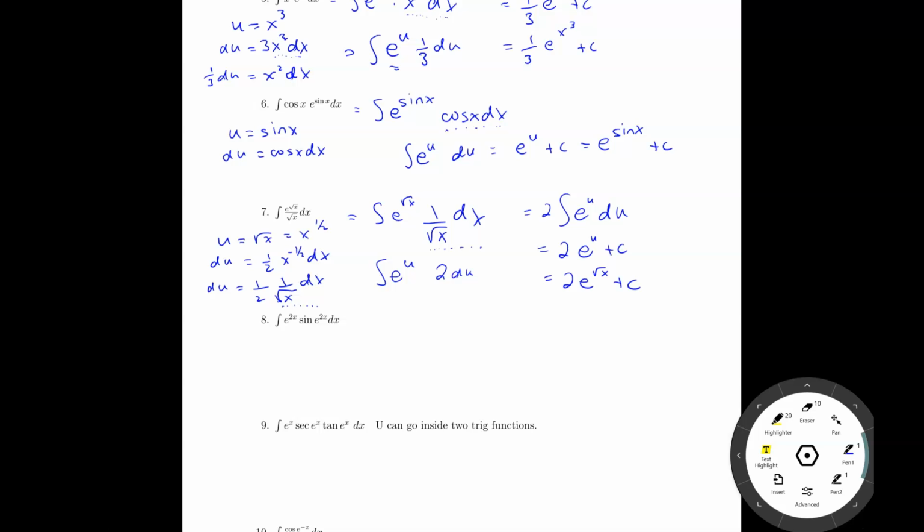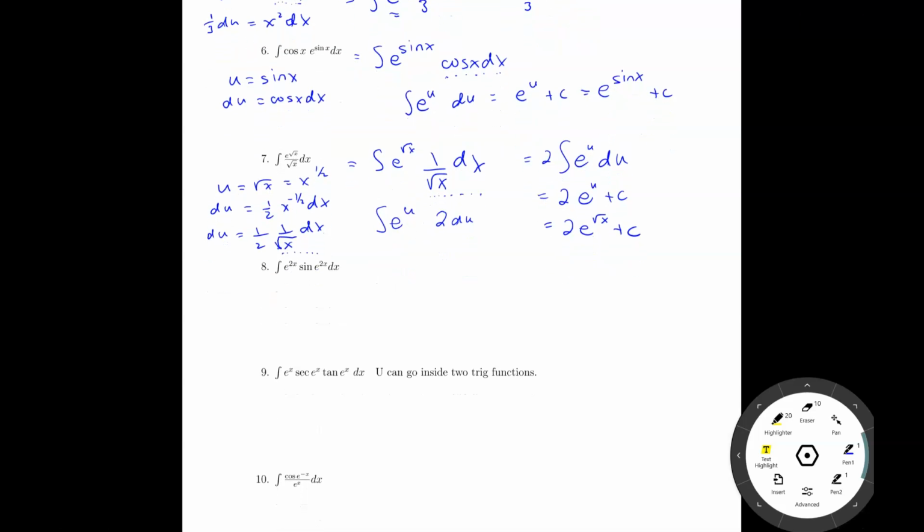All right, so this one's getting a little trickier here. So here I want to let u equal the inside of the trig function. I see it's out here too, but I have to let u equal the inside of the function. So du, and I see chain rule happening here. So chain rule, derivative of e to the 2x is e to the 2x times 2 dx. All right, so let's rewrite and see what I've got here. So I've got sine of e to the 2x times e to the 2x dx.